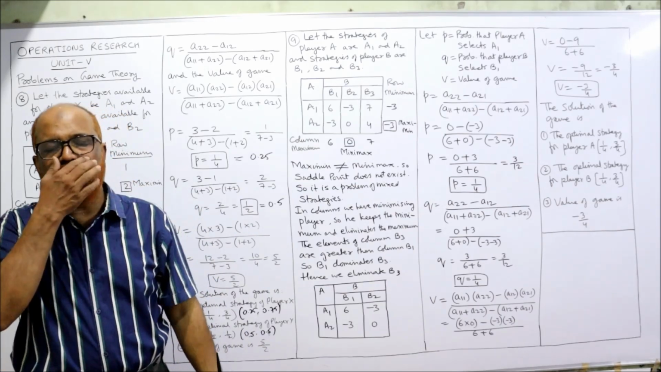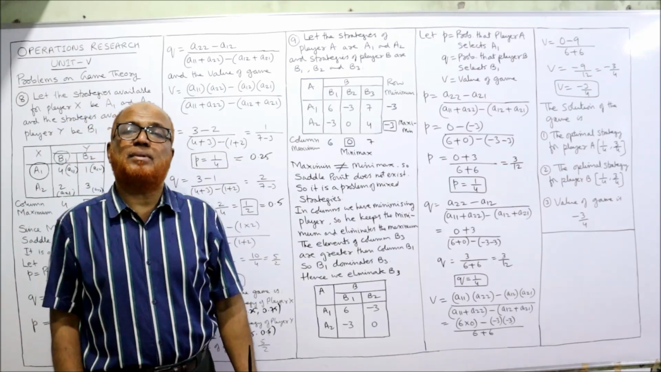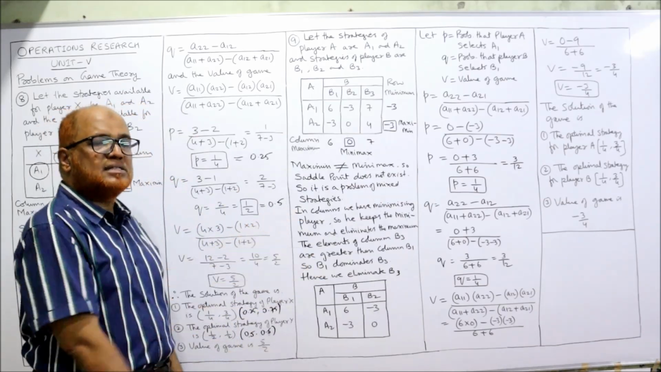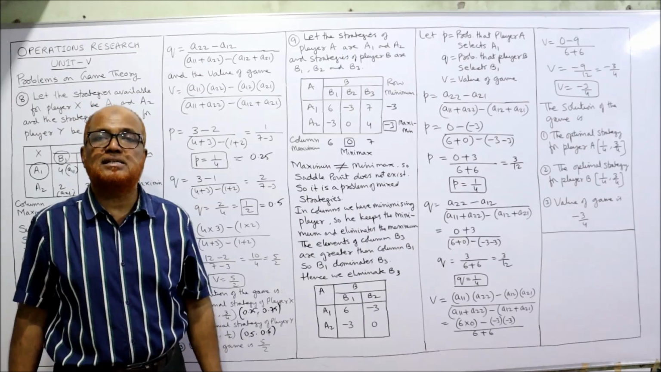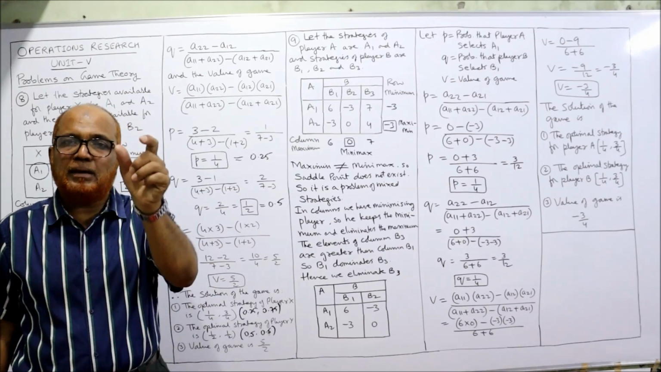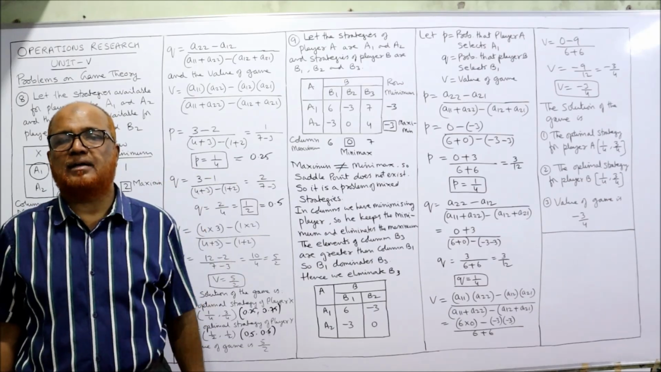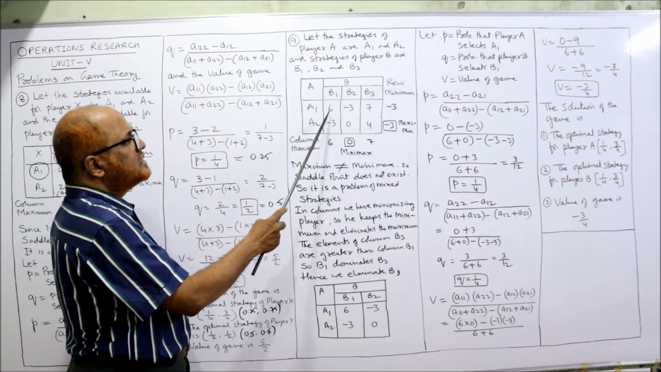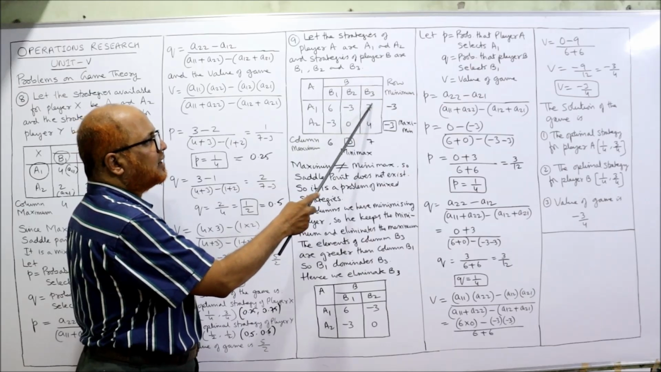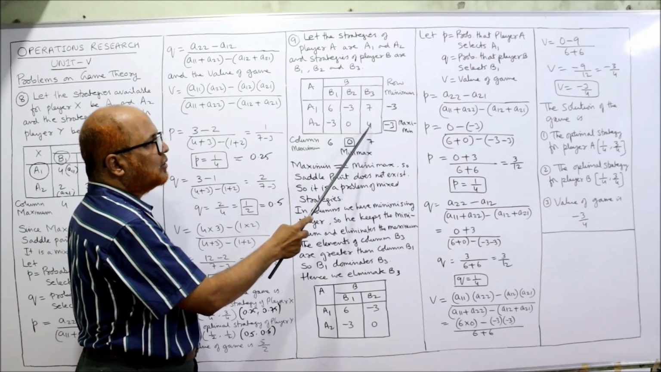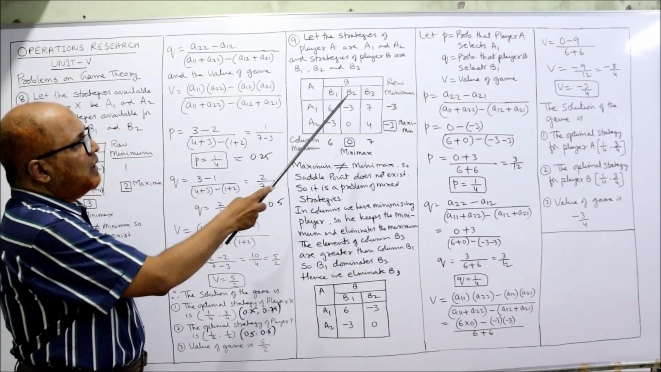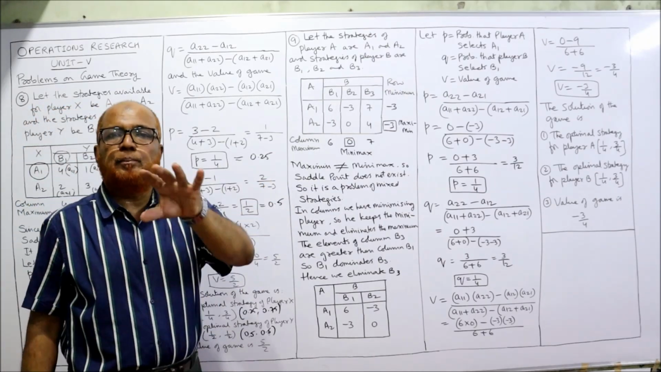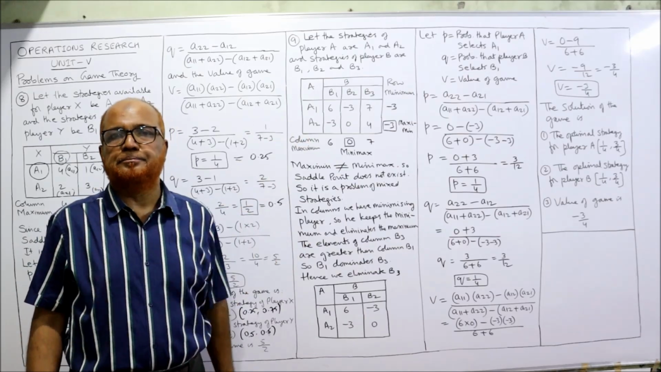Here one column we need to reduce. In rows we have the maximizing player. In the previous videos I told you, always assume that in rows we have the maximizing player and in columns we have the minimizing player. The minimizing player will keep the minimum and eliminate the maximum. So now compare 6 and 7. 7 is greater. Here -3 and 4. 4 is greater. So the elements of B3 are greater than the elements of B1. So B1 will dominate B3.